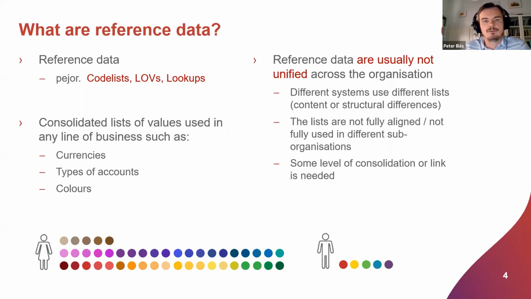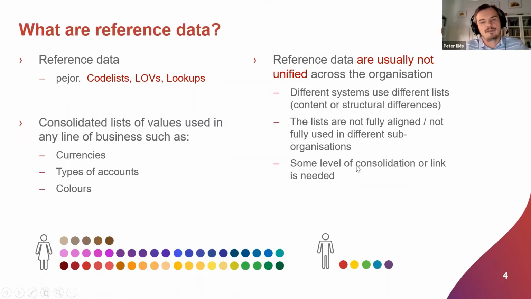Consolidated lists of values are present in any line of business. You can imagine a list of countries, a list of currencies, colors, types of accounts, types of whatever. Mainly it's some categorization. A major fact, and the reason RDM exists as a discipline, is that these lists are usually not unified even within one organization. Even for things like currencies, you would be surprised that you have different lists in the same company, with different keys, different structure, different width and length of the list. It's quite common, so usually some consolidation is needed.